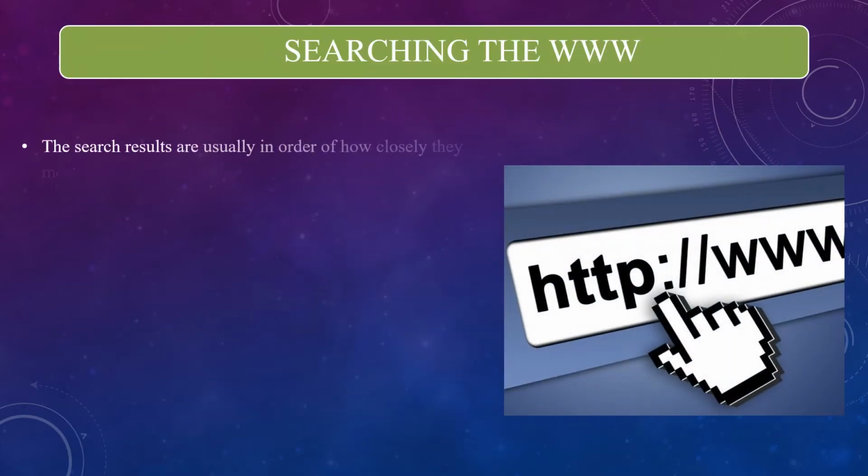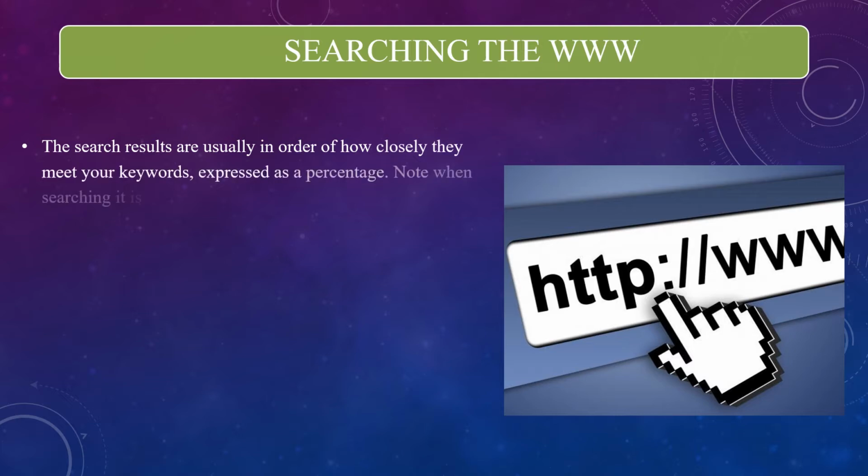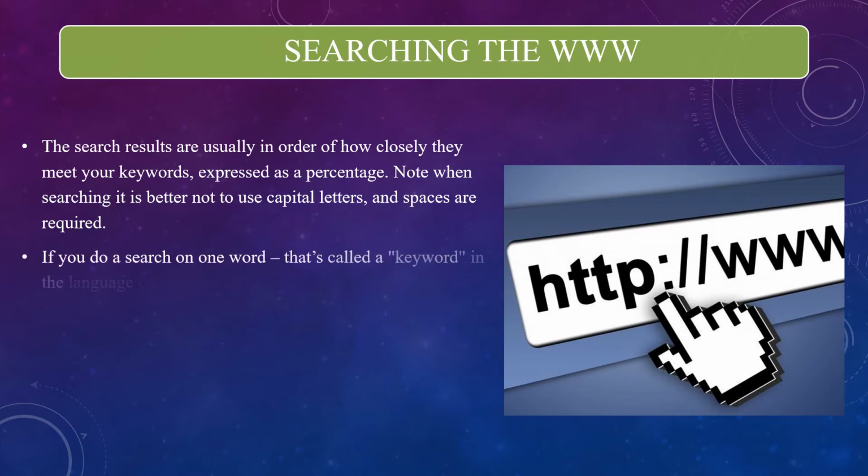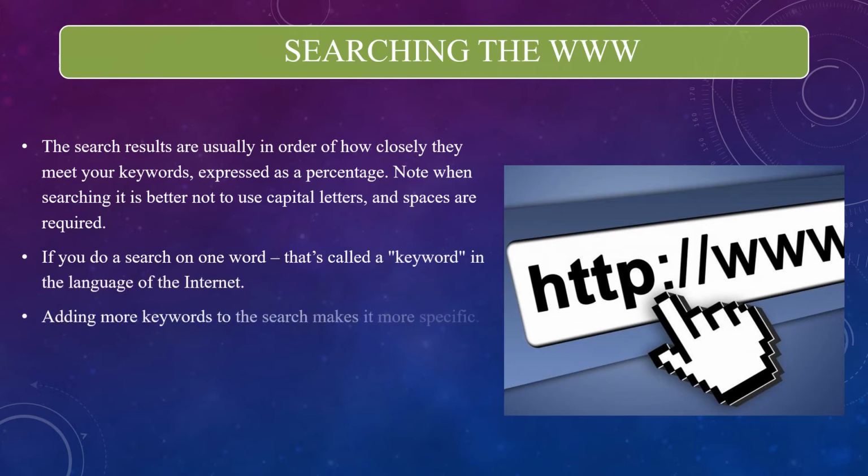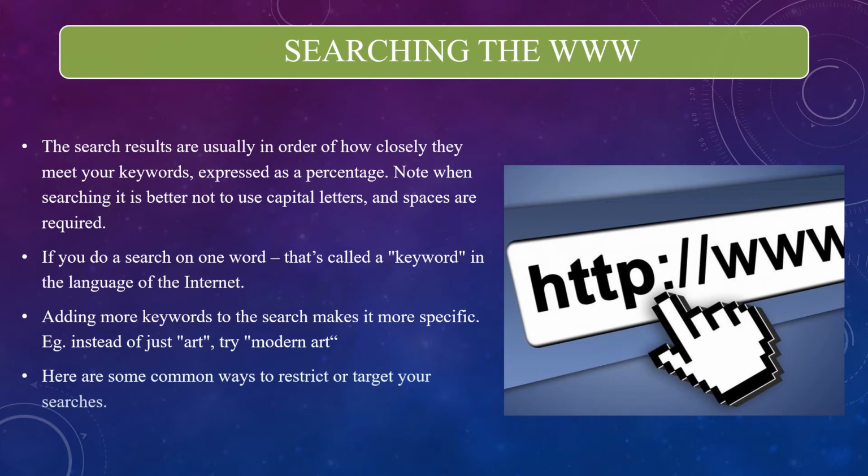The search results are usually in order of how closely they meet your keywords expressed as a percentage. Note, when searching it is better not to use capital letters, and spaces are required. If you do a search on one word, that's called a keyword in the language of the internet. Adding more keywords to the search makes it more specific. Example, instead of just art, try modern art. Here are some common ways to restrict or target your searches.